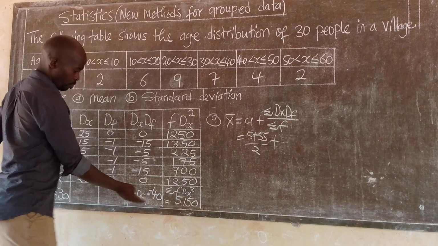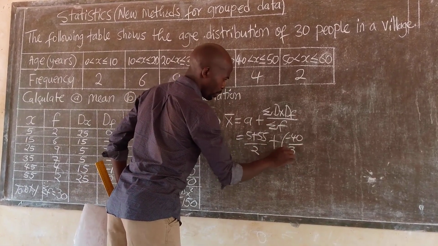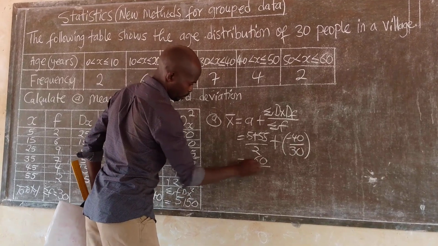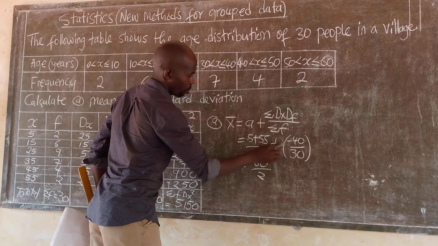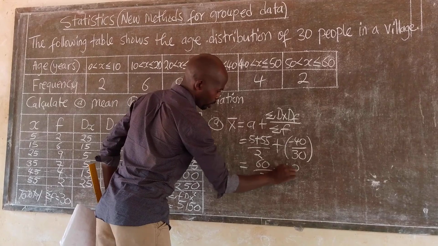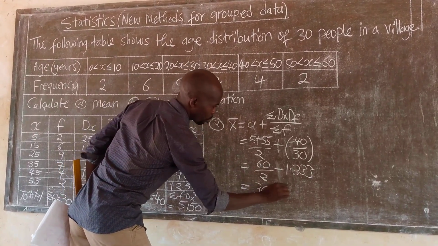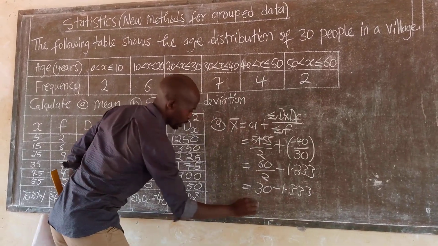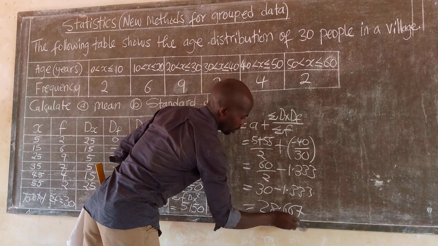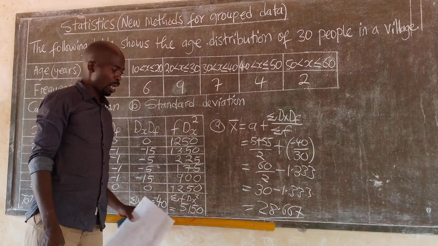So we add 5 plus 55, then we divide by 2 to find our A, plus the summation of dx df, we have negative 40 here. Then we are dividing by the summation of frequency, 30. This gives us 60 divided by 2, which is 30, then negative 40 divided by 30, and the result is negative 1.333. So 30 minus 1.333 gives us 28.667. This is the mean. Using the new formula, our mean is this.